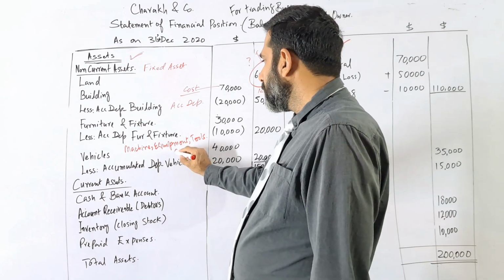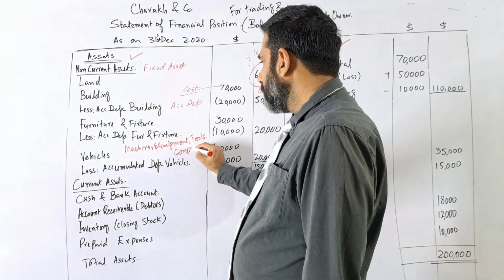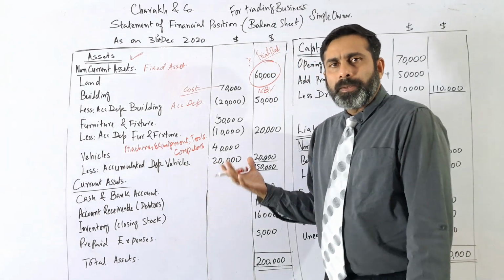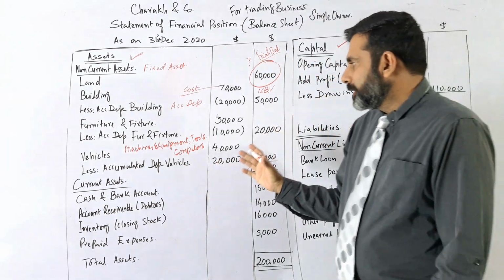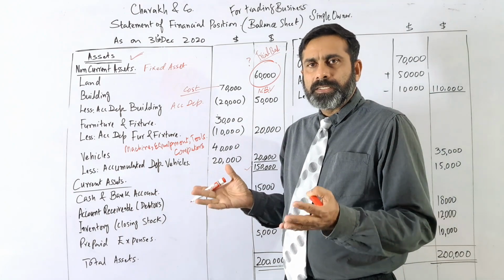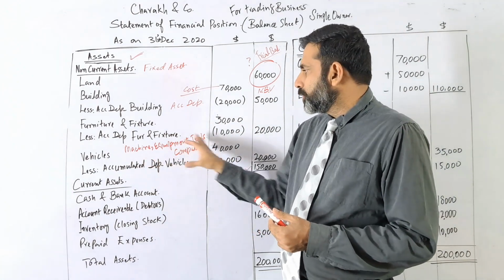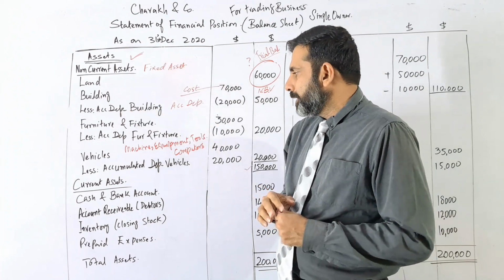Even the computers are there, it can be from the equipment also. So any computers, meaning the hard disk or any systems that are there, all these security cameras or any other equipment will be considered in the non-current asset.